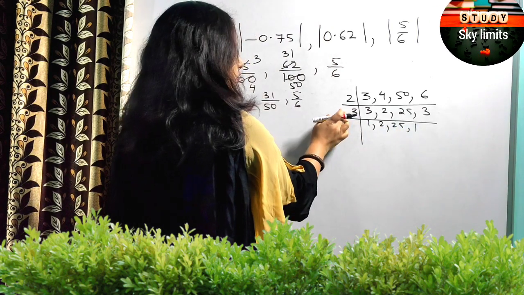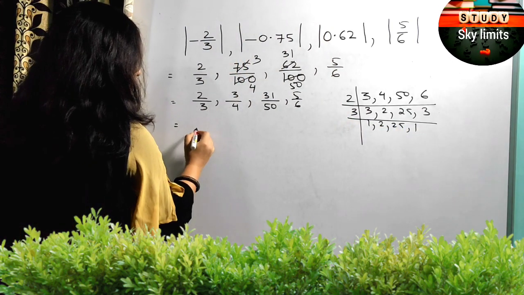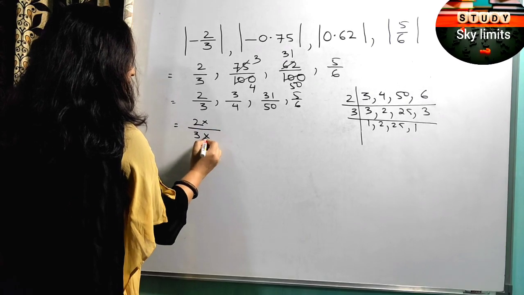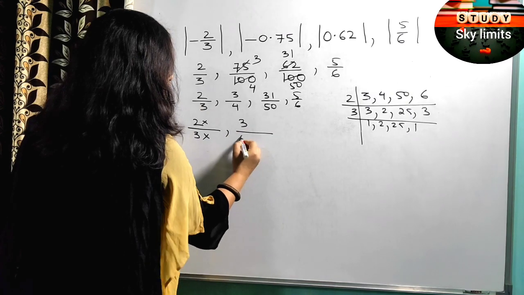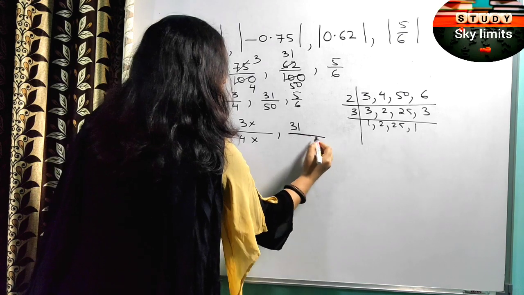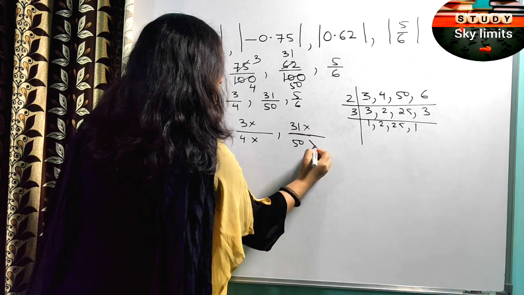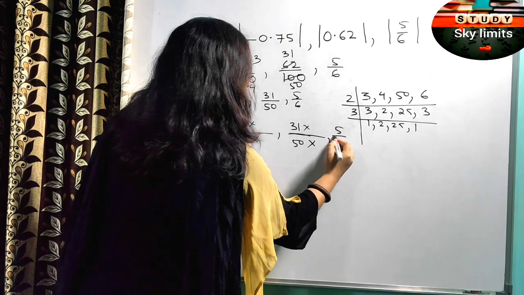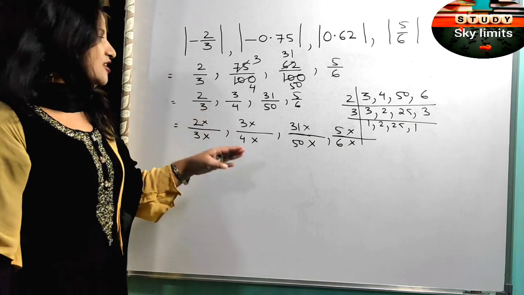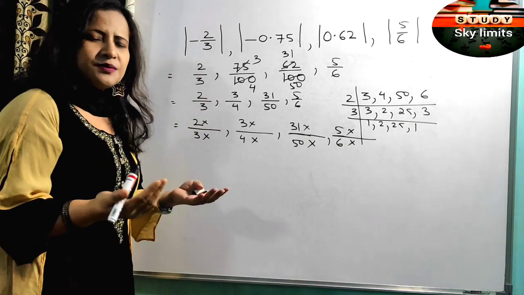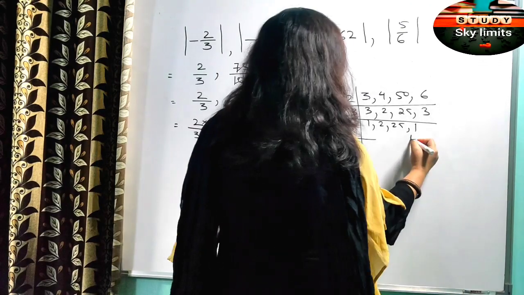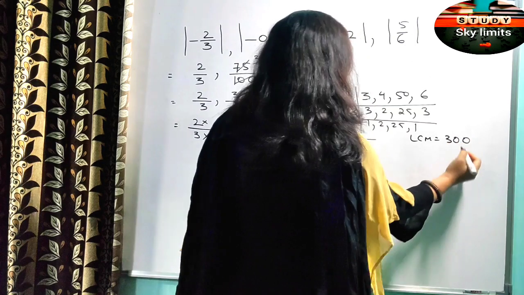So 50, 150, 300 is the LCM. Okay. So the LCM is 300. Let us make all of them as equivalent rational numbers. Just as you have equivalent fractions, likewise, what are equivalent rational numbers where the denominator is the same, just equal to the LCM. So what is the LCM we have got here? The LCM is 300.